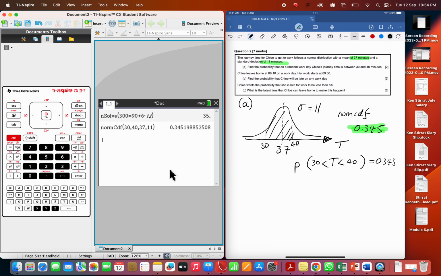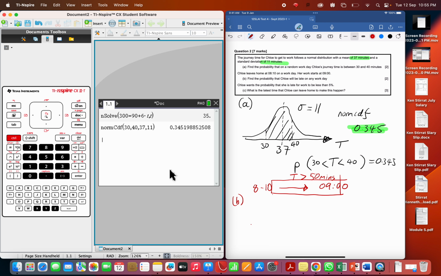Alright, so let's have a look at B. Chloe leaves home at 8:10 on a work day. So she leaves at 8:10 and she journeys to work. Work starts at 9 o'clock, and B is what's the probability that Chloe will be late. Well, you can see that if the journey time takes more than 50 minutes, if t is greater than 50 minutes, then she's late for work.